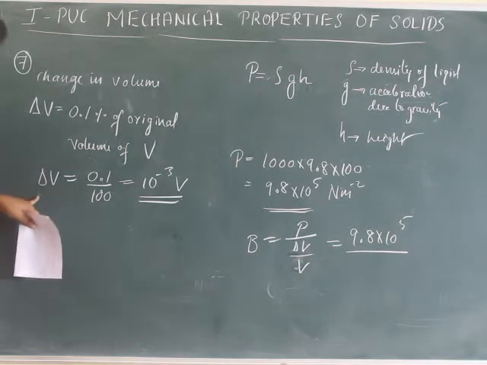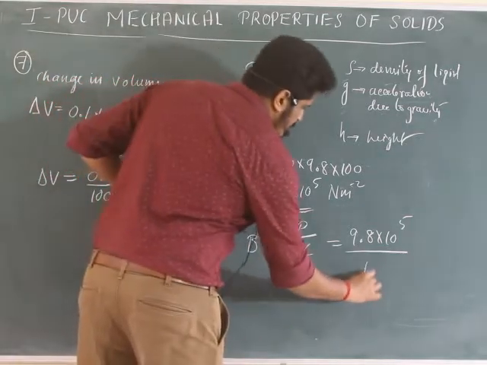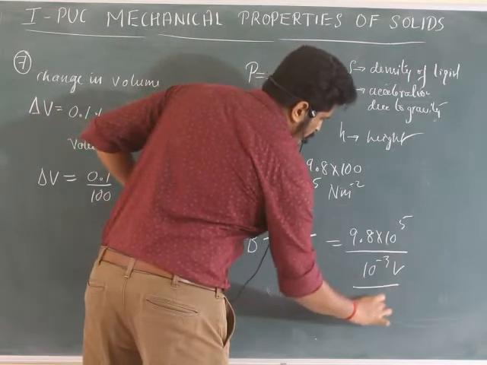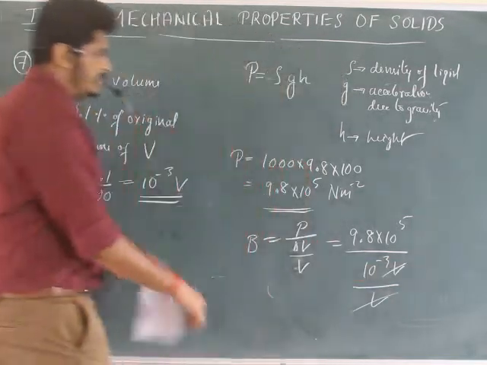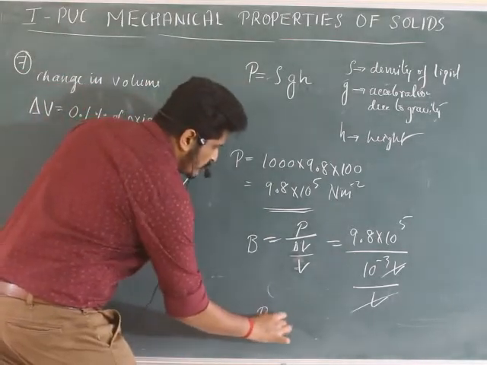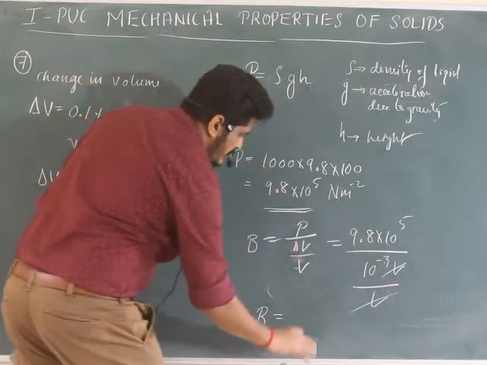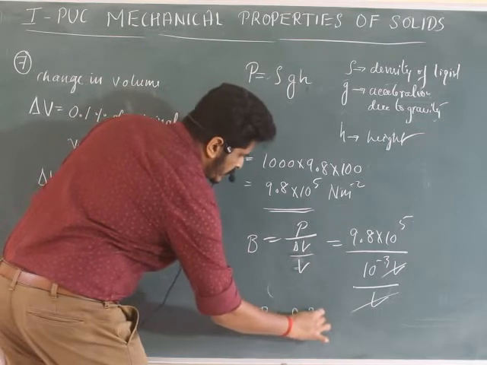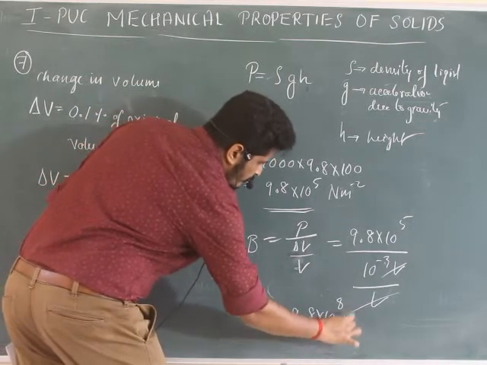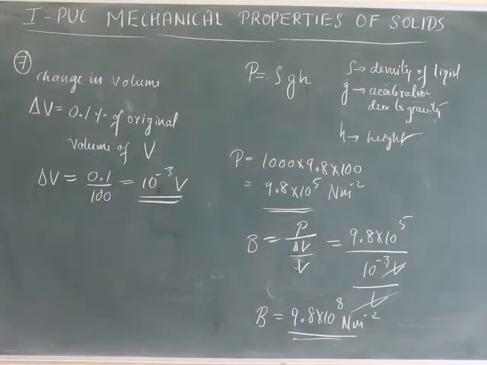So delta V by V means what will be the equation now? That is already delta V means we have, what is that? 10 power minus 3 into V divided by V again. So what cancels? V and V cancel. So finally what we get? Bulk modulus B is equal to, look at here, 9.8 divided by 10 power minus 3. Minus 3 goes up. That means plus 3. So answer is 9.8 into 10 power 8 Newton per meter square. Check the answer. Hope you are able to understand this.